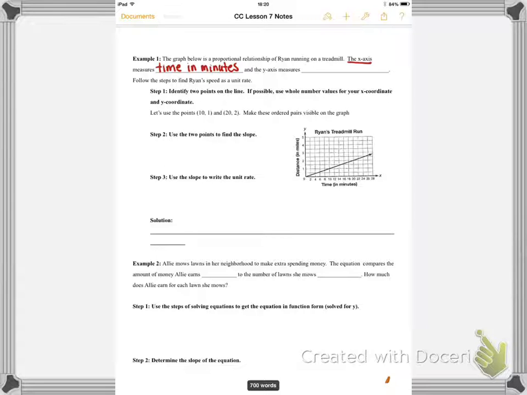And then our y-axis is our vertical axis. And what does the y-axis measure? The y-axis measures, looking at the label, distance in miles. So we'll fill that in.